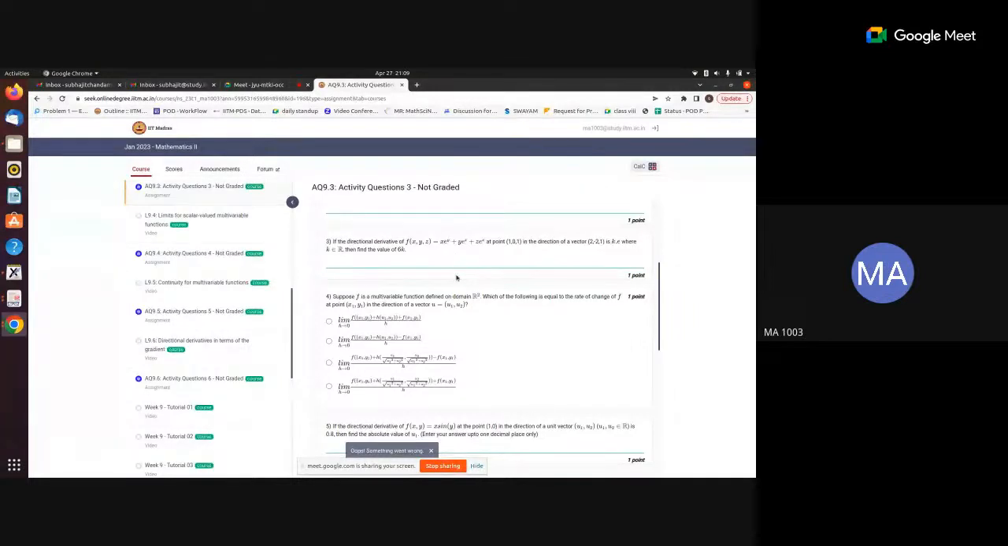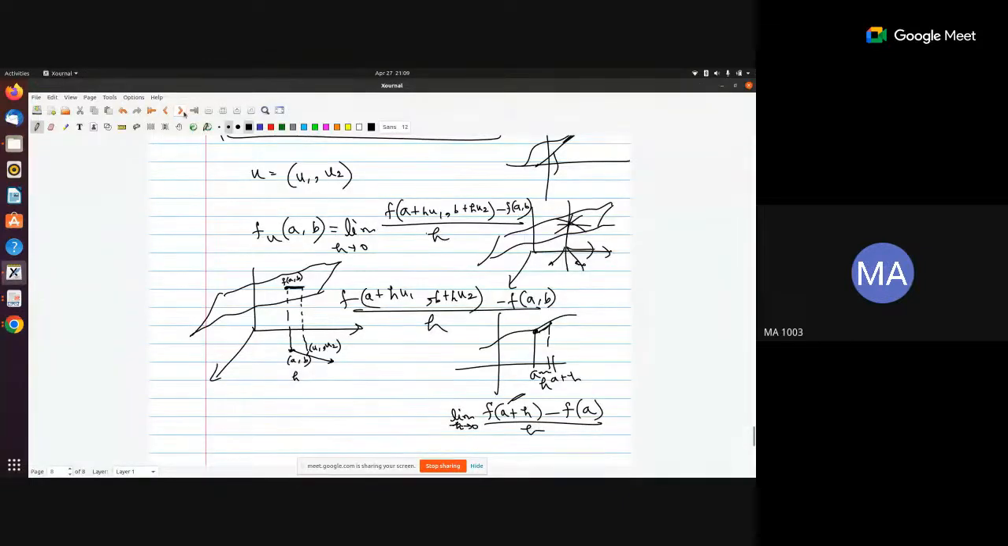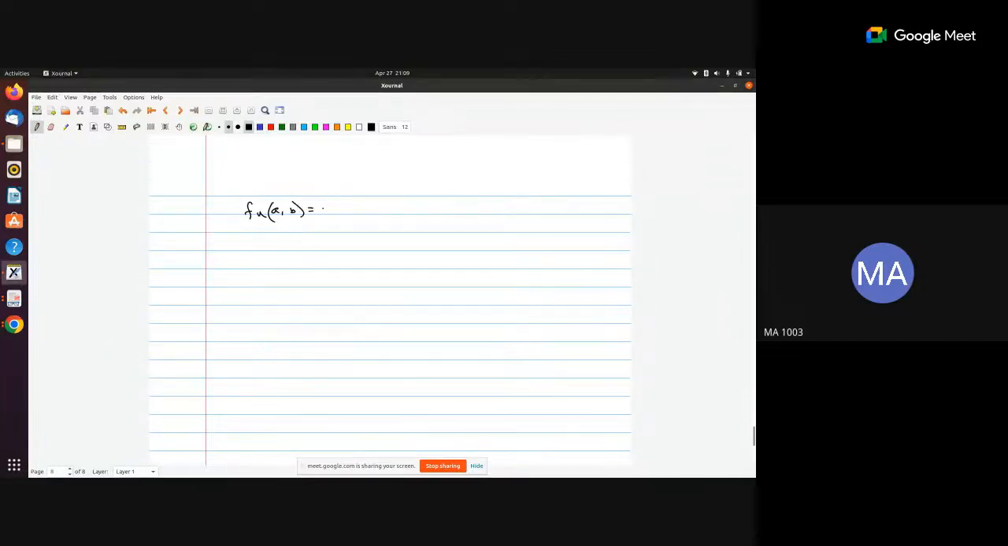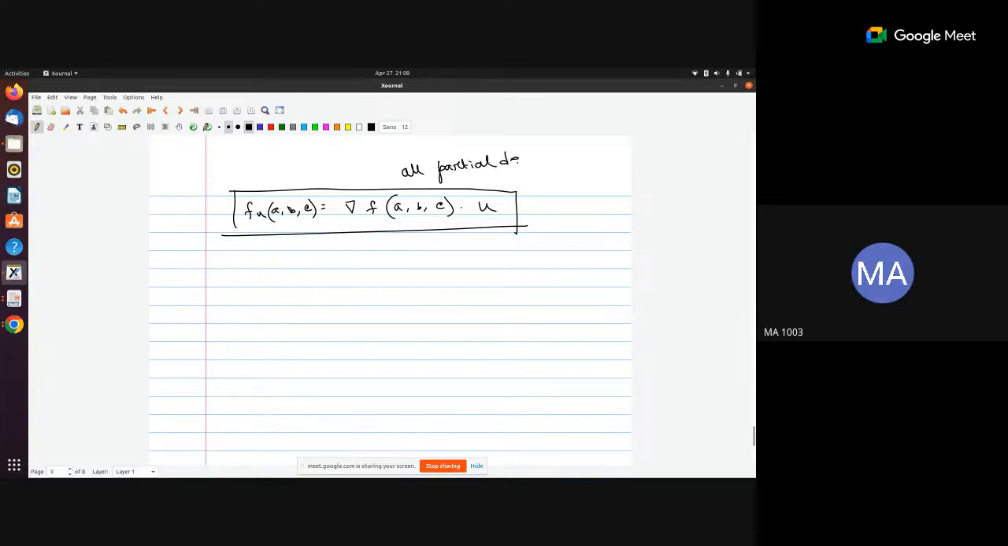Because this is a continuous function, right? Yes, the function is continuous everywhere. This is a polynomial and exponential type of function, so all the partial derivatives will be continuous. So we can apply the gradient formula. The directional derivative at a particular point a, b, c, with three variables, is the gradient of the function at that point dot u. We have seen this formula, and it can only be applied when all the partial derivatives are continuous.